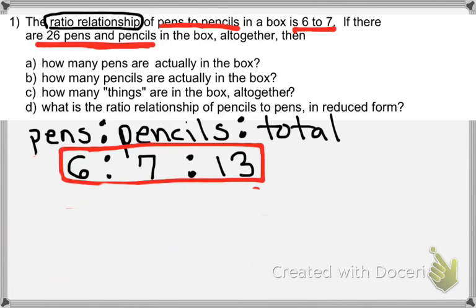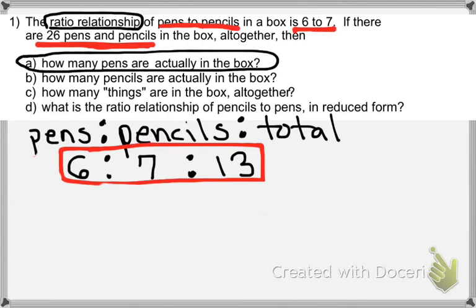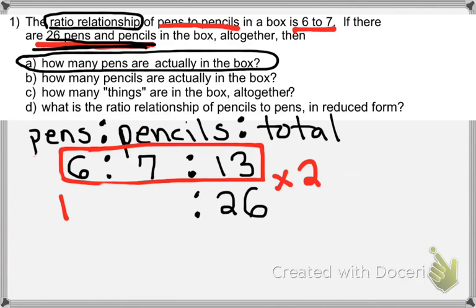Okay, so how many pens are actually in the box? Well, what information haven't we used yet? The fact that there's 26 pens and pencils in the box. So they're telling us the total is actually 26. So we know that to change 13 into 26, you multiply by 2. So that means we have to multiply these by 2. Oh, I was right last time, choosing K as 2.